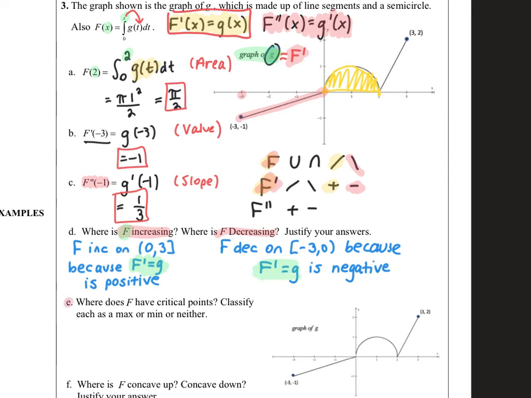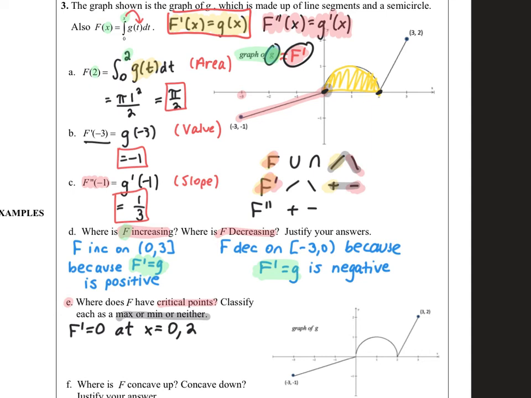In Part E, I'm asked where f has a critical point, and we know that a critical point is where the derivative equals 0 or is undefined. Since I've already established that this is the f prime graph, I'm looking for where this graph equals 0, which is in two places, the 0 and the 2. And then I have to classify as a max, a min, or neither. I know that a max is going to happen where my f prime goes positive to negative. I can see that here. And I know a min is going to happen where my f prime goes negative to positive.